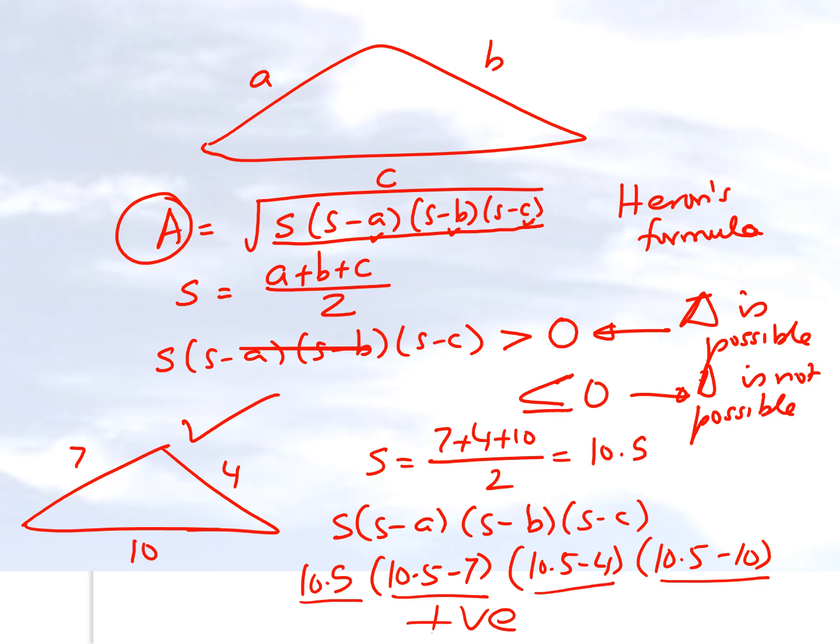However, if you get a negative number, then that particular combination of the lengths of the sides is not possible. And that's the end of this segment.